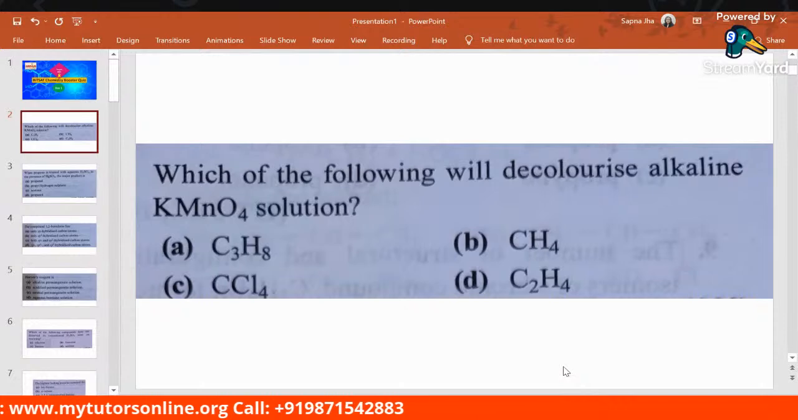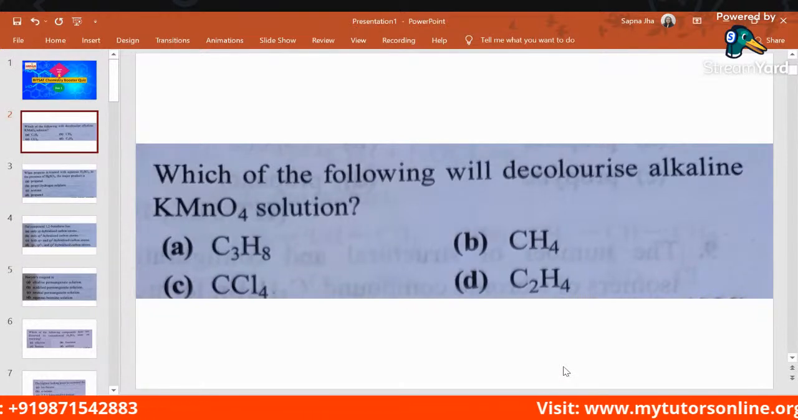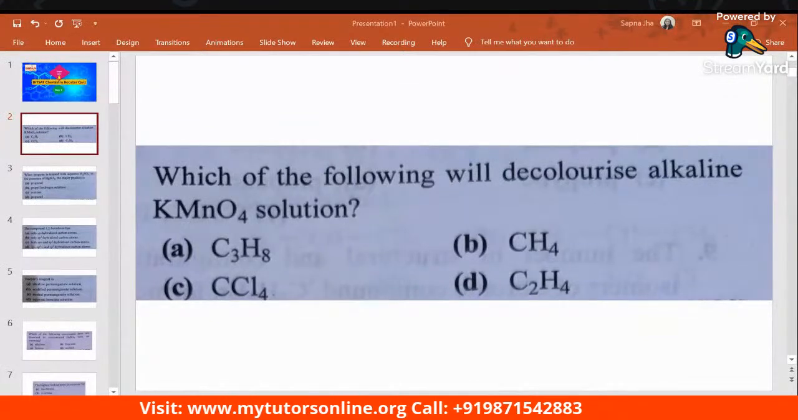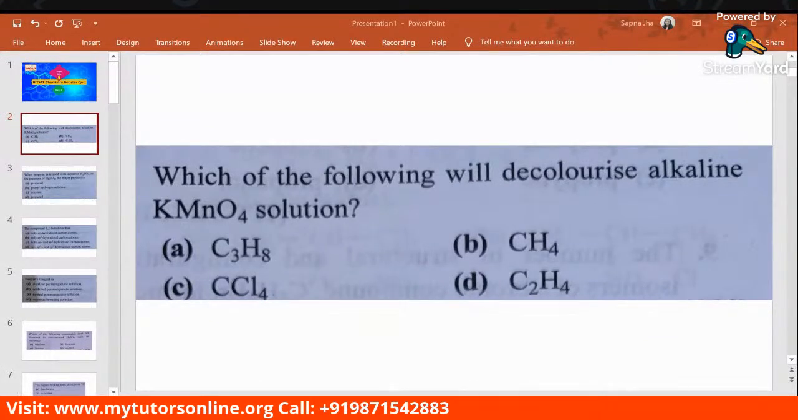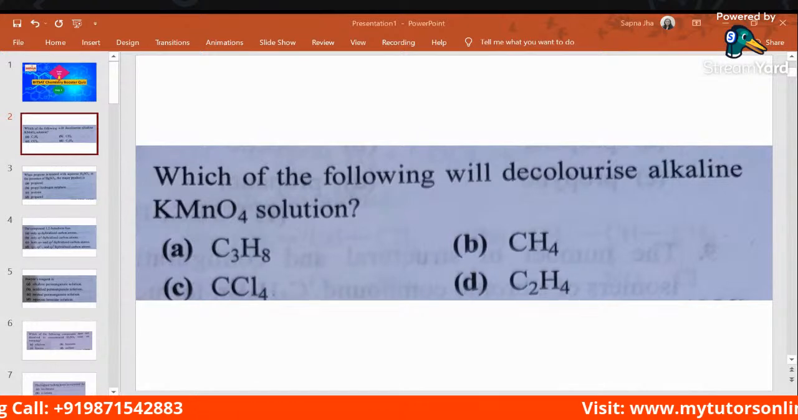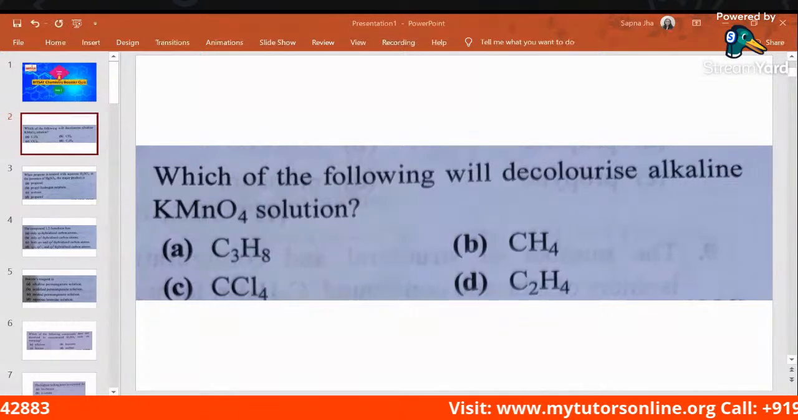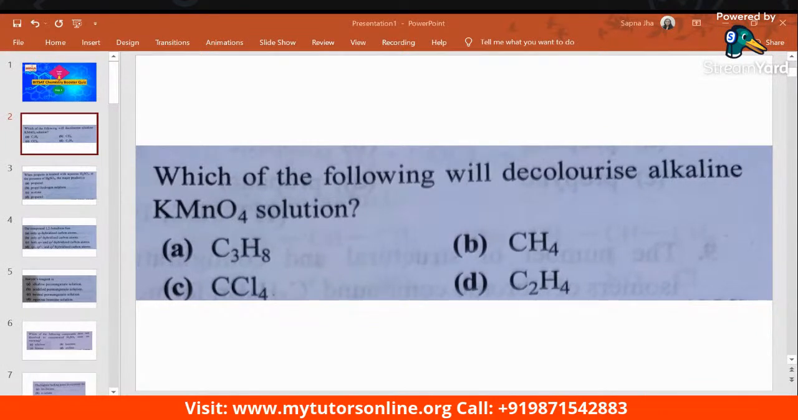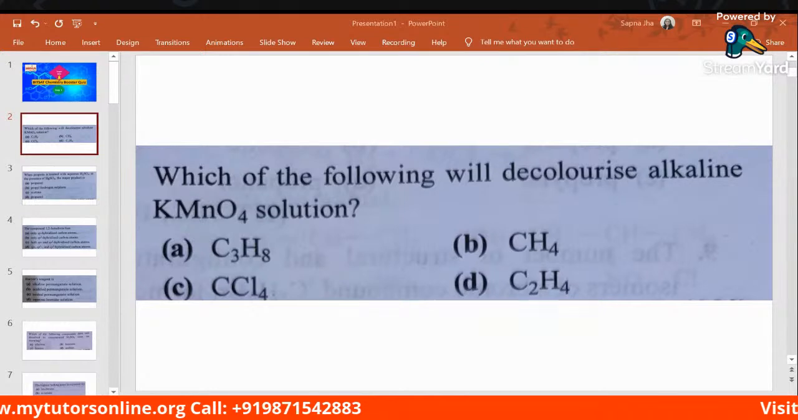So fast, which option is correct? Let me know. Either it is A or B or C or D. Let me know fast. You can type the answers in the comment section. Very good. Let me see one more student to post the answer. I think he or she doesn't know the answer.